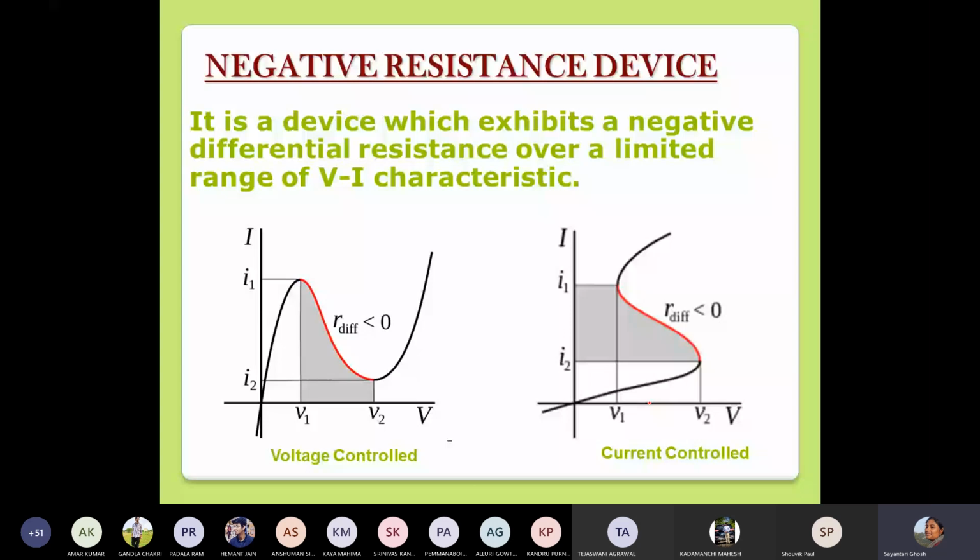So if the current is the variable and you control the device using the current, then we call them current control devices. And if it is like this, where you change the voltage and you see a fall in current, you call it a voltage control device. So we'll discuss three different members of this particular family, and the first member is tunnel diode.